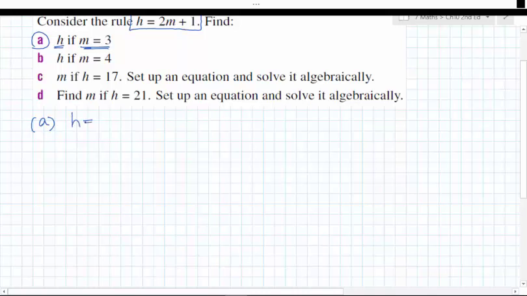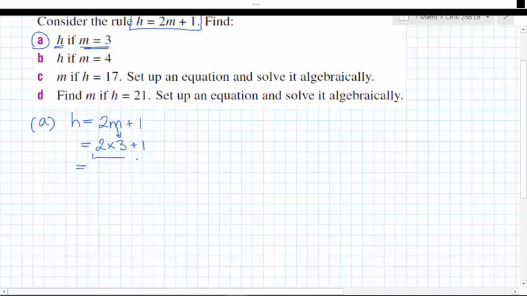I'll just write down the rule, h equals 2m plus 1, and then see what I can substitute into here. So I know if m equals 3, wherever I see m I can put 3 in there. So I can write equals 2 times 3 plus 1, because all I've done is I've moved that m and I've changed it into a 3.